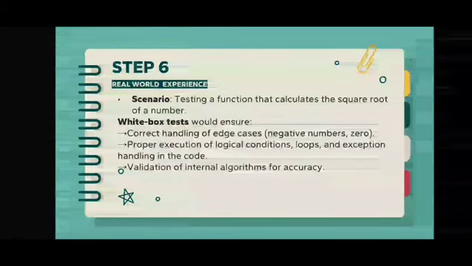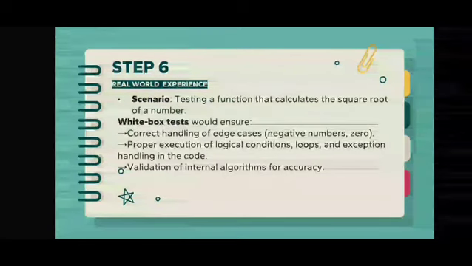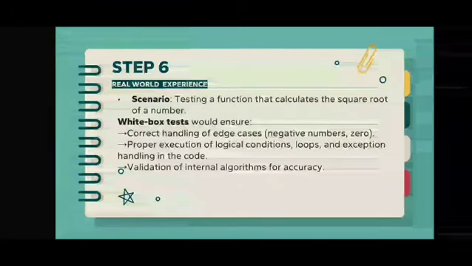So, rather than checking only the result, white box testing looks at the steps the function takes to reach the result, so that the result can be attained without any error.